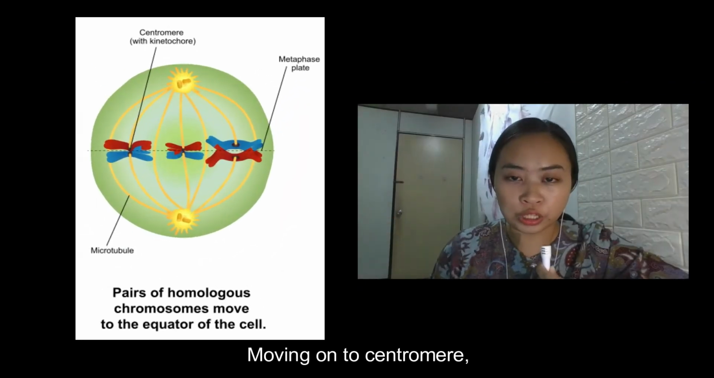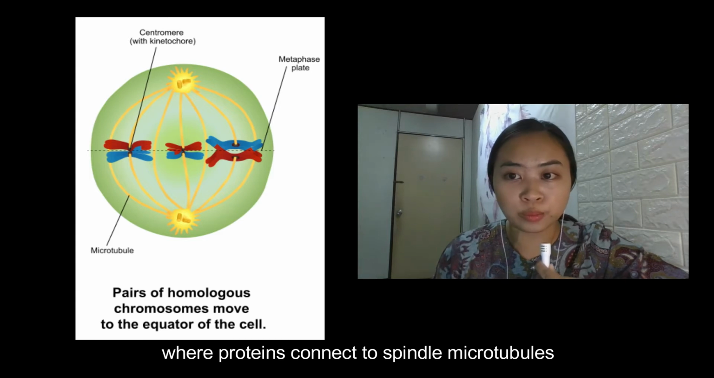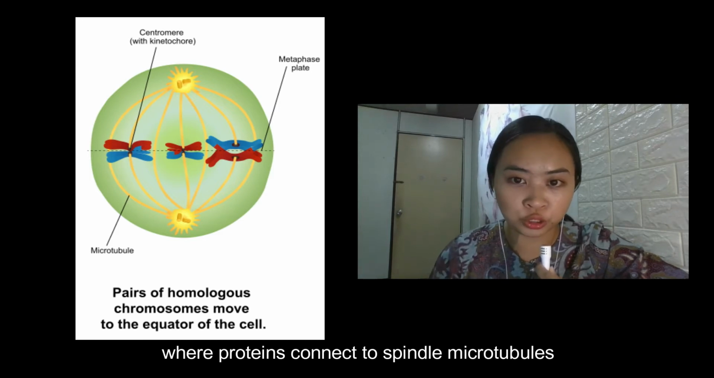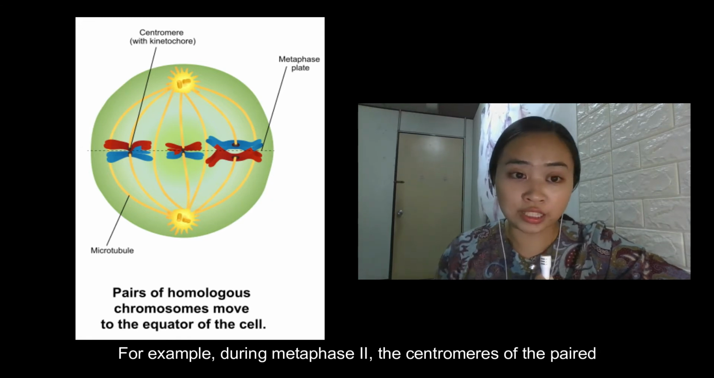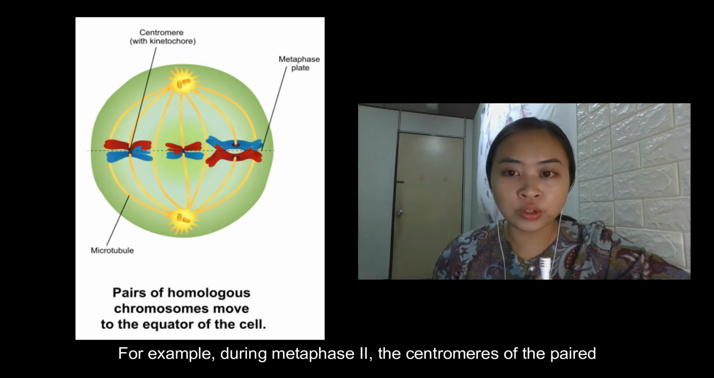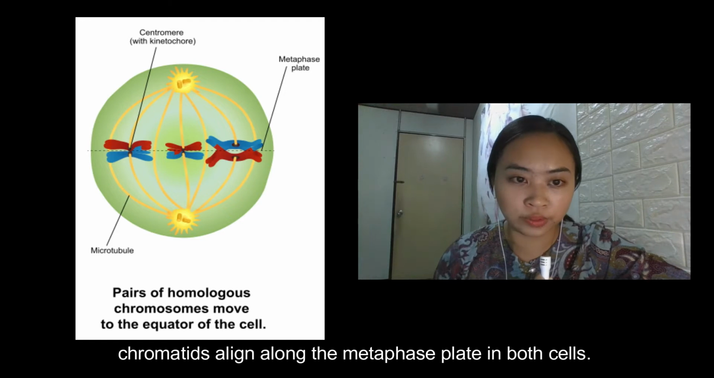Moving on to centromere. Centromeres are the main chromosomal structure where proteins connect to spindle microtubules and facilitate chromosome segregation during cell division. For example, during metaphase 2, the centromeres of the paired chromatids align along the metaphase plate in both cells.